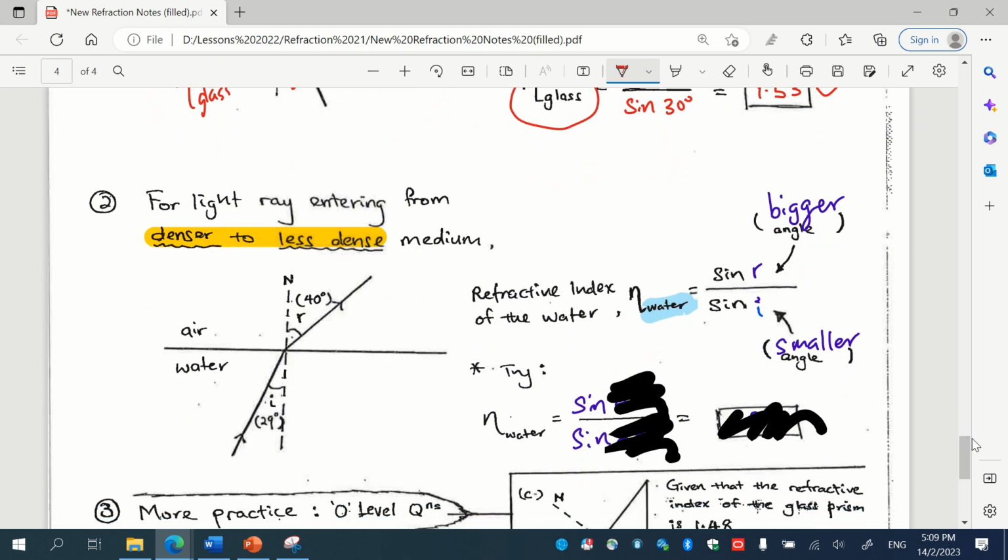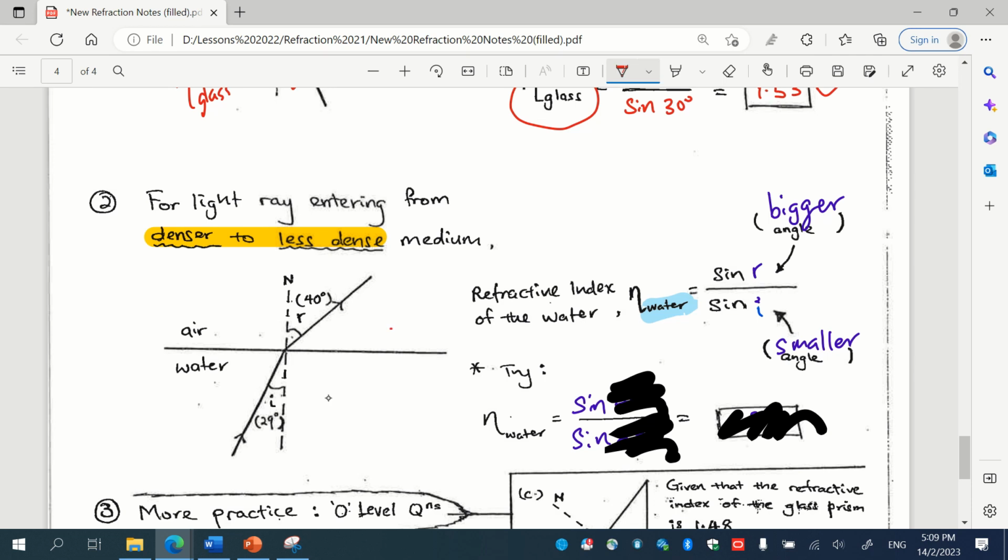What if light travels from water to air, from a denser to a less dense medium? This time I is not in the air. This time R is in the air and I is in the water. The 29 degree I is now in the water, the denser medium, but my R is in the air. Now how will the formula become?